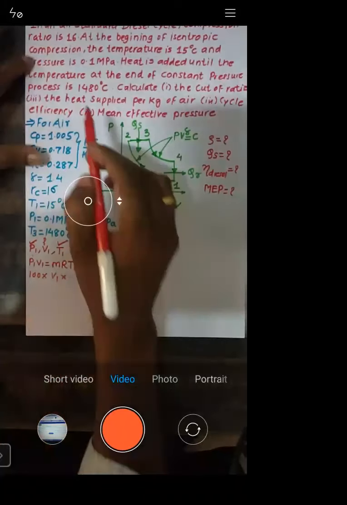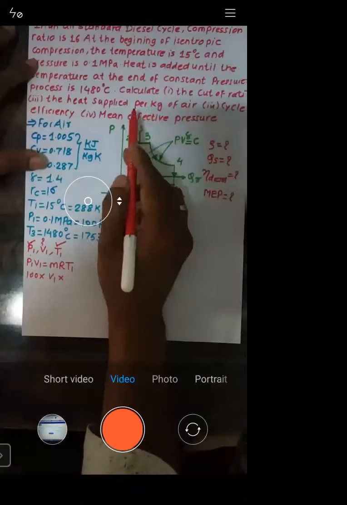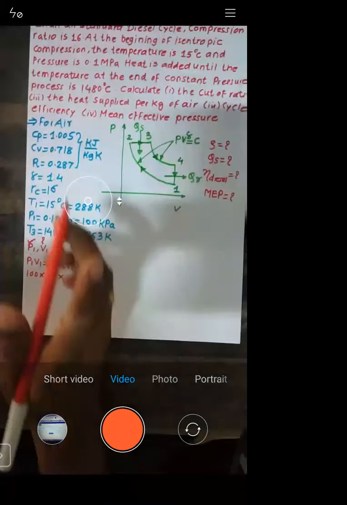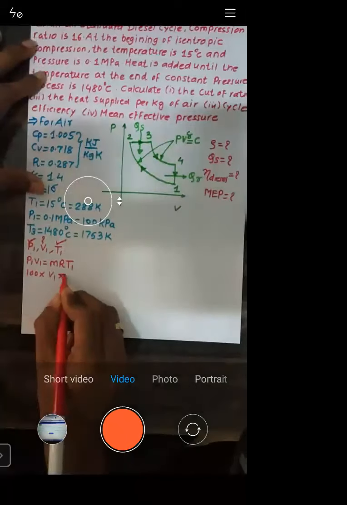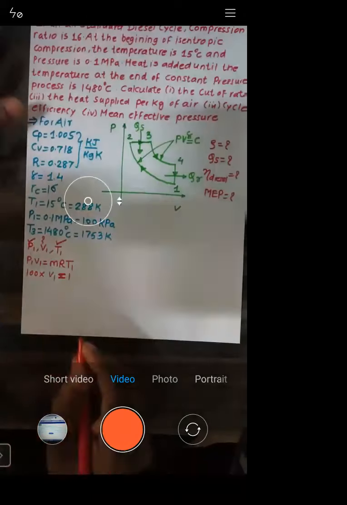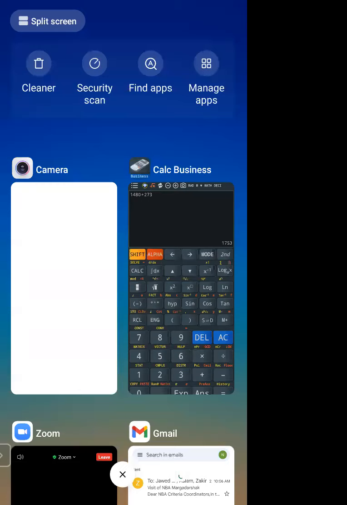Now see what they're saying. They are asking to calculate everything per kg. What is per kg? It's 1 kg. So we'll assume the mass to be equal to 1, so everything we get will be for 1 kg of mass. So mass is 1, R is 0.287, and temperature T1 is 288. From that, let us calculate V1.